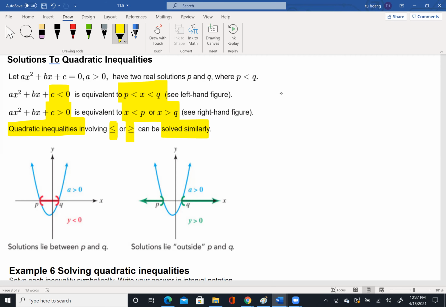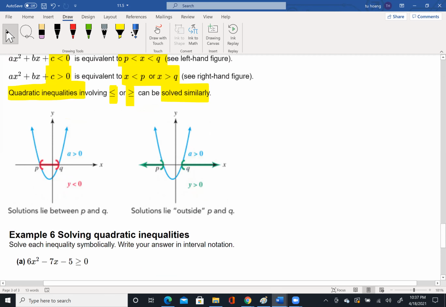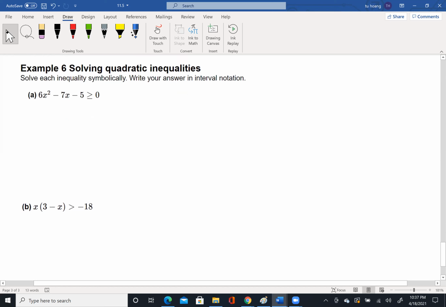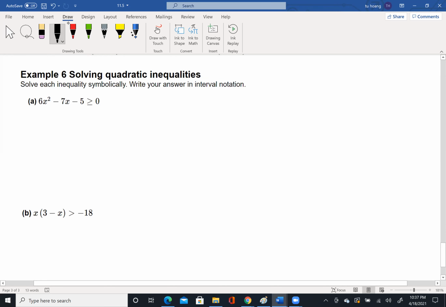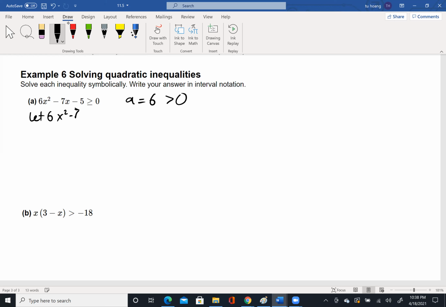Okay, so now let's move down here and see how I solve this one. Remember that in here I have a equal to 6, which is greater than 0. Okay, so I can let 6x squared minus 7x minus 5 equal 0 and solve for this one and see what I have, because I want to find p and q, right? Remember, can I factor this one?